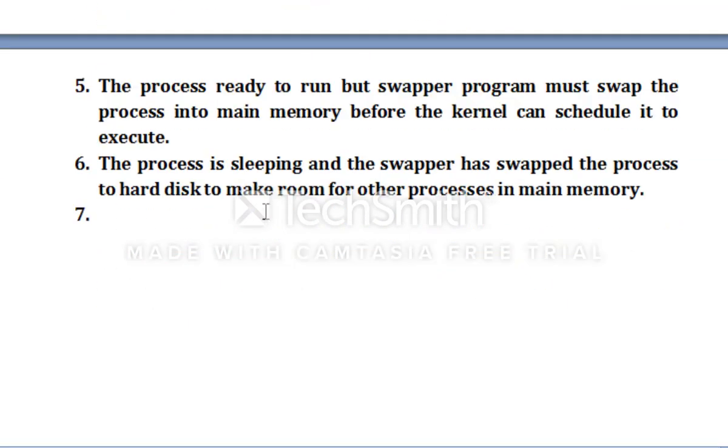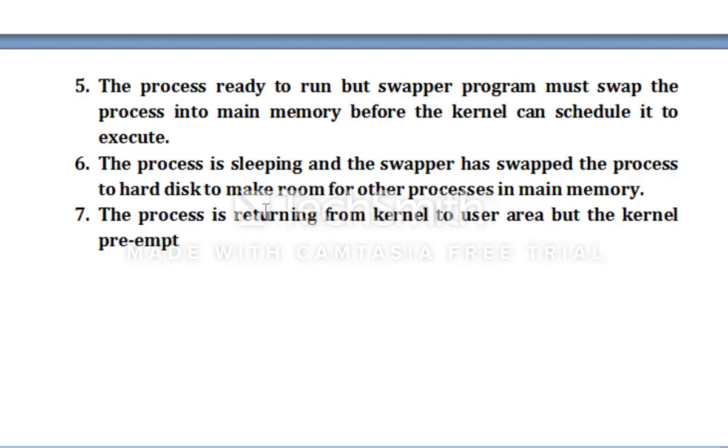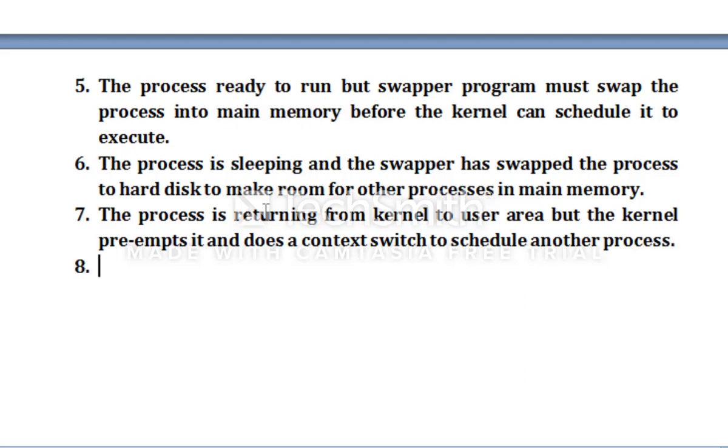Okay, so in step 7, the process is returning from kernel to user area, but the kernel preempts it and does a context switch to schedule another process.